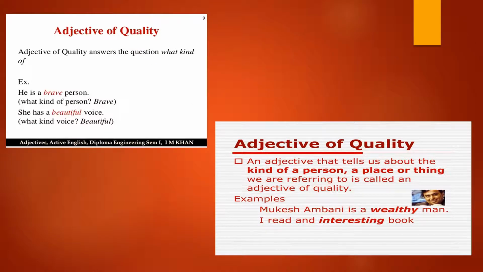So in this slide we will learn about adjective of quality. Adjective of quality answers the question, what kind of? An adjective that tells us about the kind of a person, a place or thing we are referring to is called an adjective of quality. For example, Ashok is a kind boy. The foolish crow tried to sing. The clever fox walked away with the cheese.